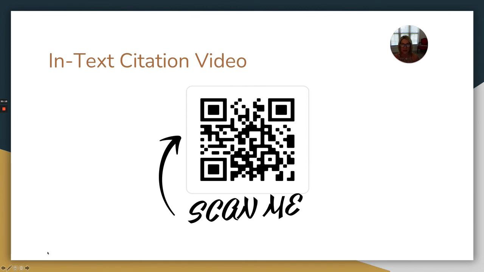Here's another video that you can watch that talks about in-text citation. I think it's about a 5-minute, 6-minute video. So you can scan the QR code here and pause and watch that video.